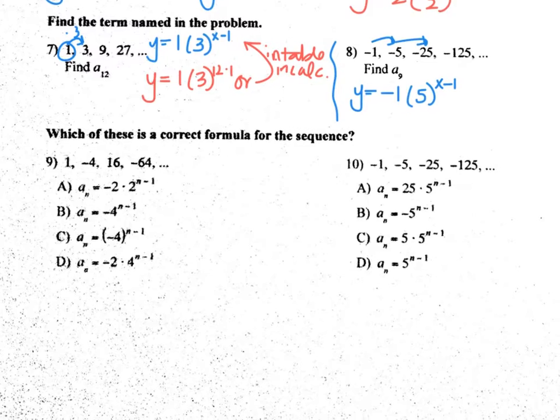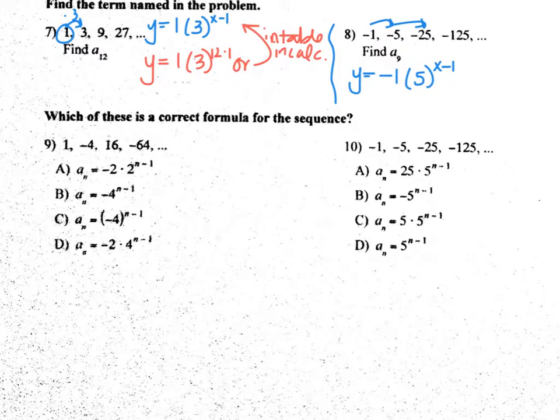All right, and then the last questions, 9 and 10, which formula is correct for the sequence? So 10 is actually an exact replica of question 8, which we already kind of did. And it looks like, now this may be a little hard for you to make sense of, you can probably tell that A is definitely wrong because 25 is not the first term. Again, for C, 5 is not the first term.